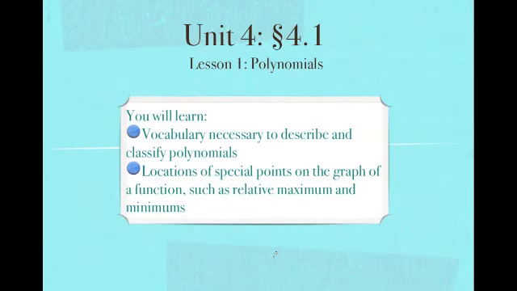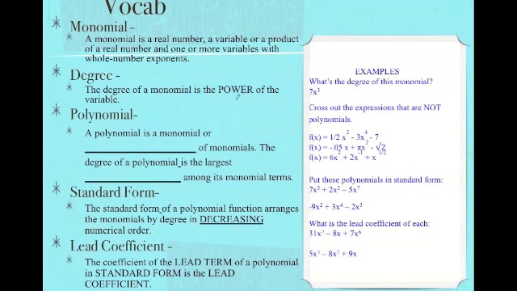This is our first lesson for Unit 4, and the focus is going to be vocabulary and the location of special points on our graphs. For our vocabulary, our words, and you can find these on your first page of notes for 4.1, are monomial, degree, polynomial, standard form, and lead coefficient.